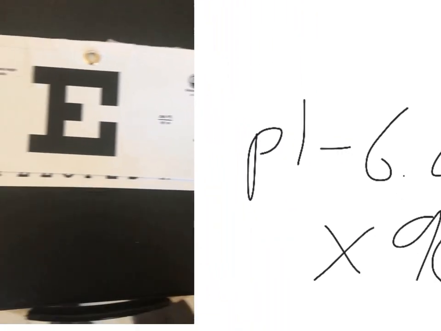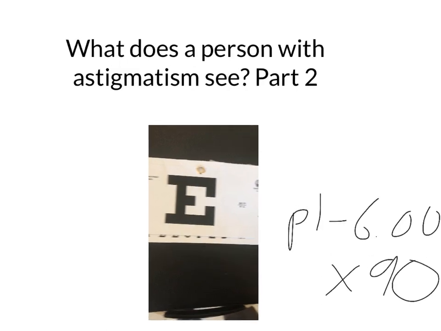So astigmatism blurs on a certain axis, a certain direction more than another axis. Without astigmatism, it's more of a uniform blur. If you just have myopia or hyperopia, the blur is more uniform. But astigmatism causes blur in a certain direction, and that depends on the axis of your astigmatism. Okay, hopefully this video helps.